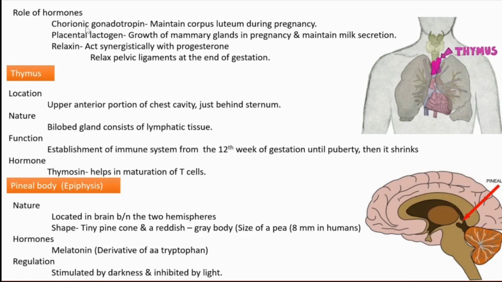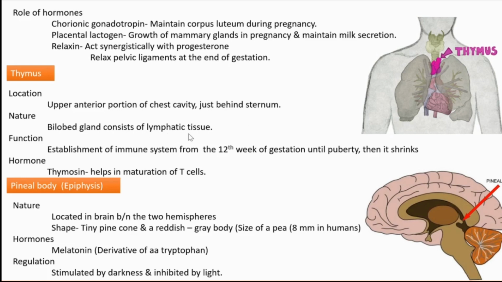Okay, anyway, thymus. What is its location? It is located in the upper anterior portion of the chest. All these points I have discussed with you in the previous section. The chest cavity, just behind the sternum. What is sternum? I think you know. I already explained to you what is sternum. Sternum is connecting the ribs. Okay. Then nature: it is a bilobed, encapsulated gland seen in front of the heart.